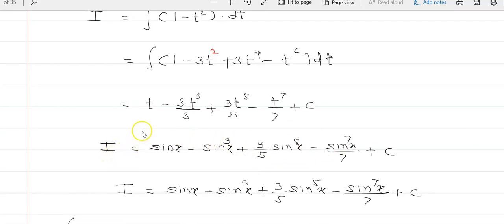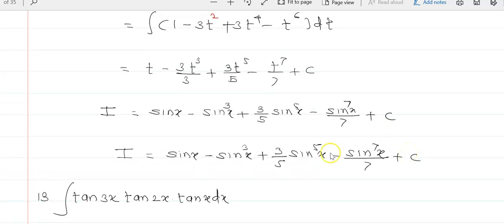I is equal to, replace the value of t, which is sin x: sin x minus sin cube x plus 3 by 5 sin of x raised to 5 minus sin of x raised to 7 upon 7 plus c, and this is the answer. I is equal to sin x minus sin of x raised to 3, that is sin cube x, plus 3 by 5 sin of x raised to 5 minus sin of x raised to 7 upon 7 plus c.